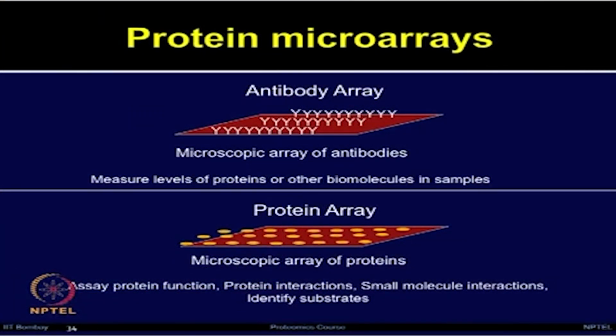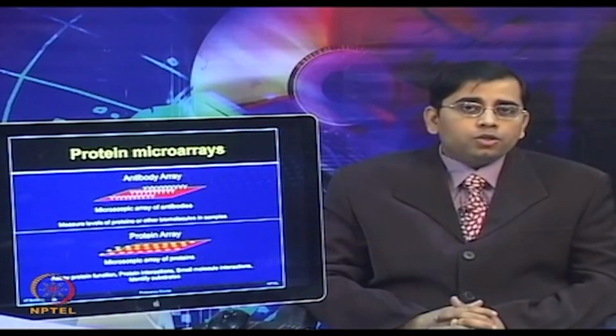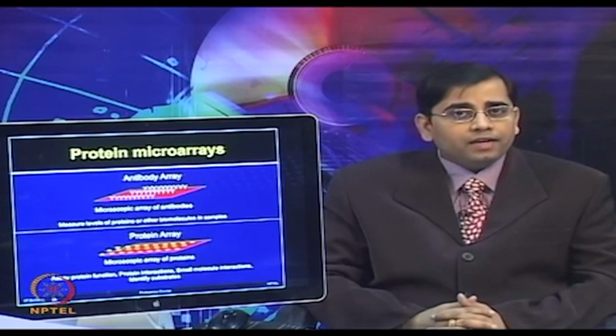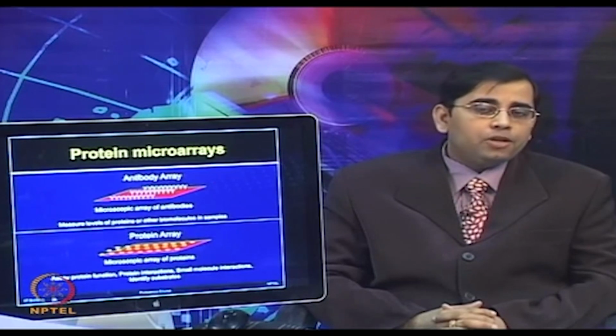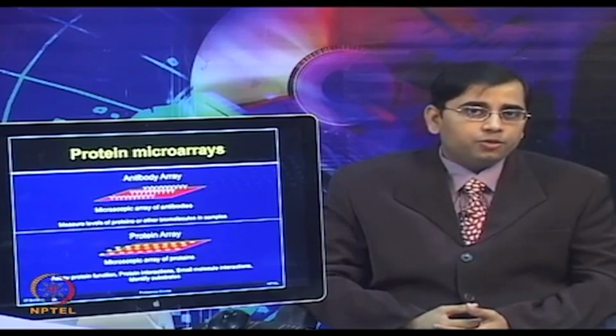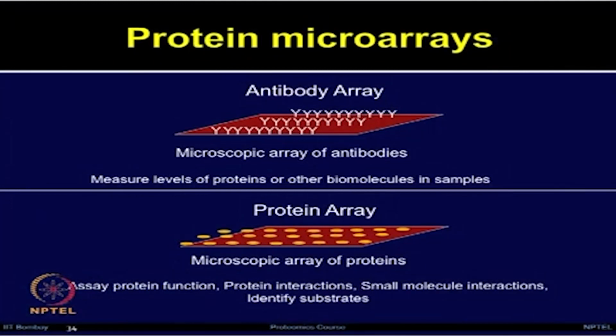Now, in the test protein arrays, the proteins are spotted as opposed to the antibodies, which was the earlier case. This is done by using procedures that preserve the activity of proteins on the array surface. The goal of these test protein arrays is to perform functional studies, so that different functions can be assigned and different biological questions related to protein activity and function can be studied using these test protein arrays. So, these have been used for assaying protein function, protein interactions, studying small molecule interactions as well as identification of substrates.